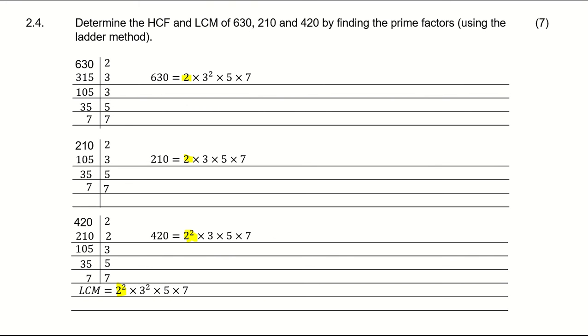When it comes to 3, there's 3 there, there's 3 there, there's 3 there, so it's common. We're going to take the 3 with the highest exponent. What about the 5? 5, 5, 5. So the highest exponent is 1. 7 will be 7, 7, 7. The highest exponent will just be 7. And your LCM will be 1260.